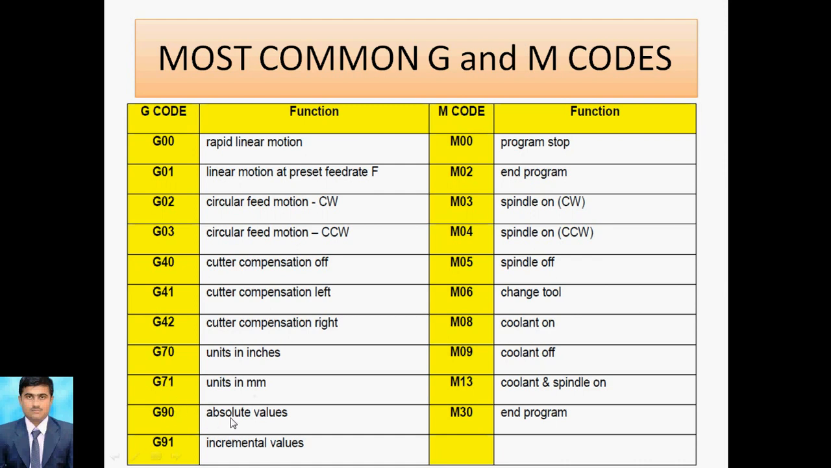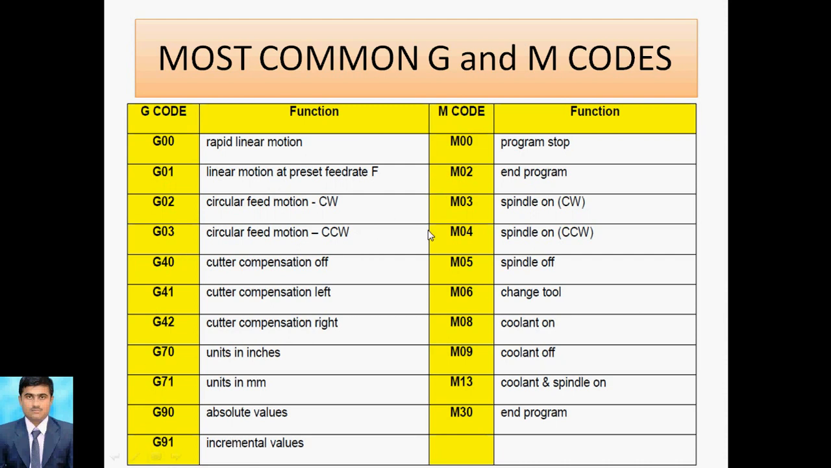Then G90 is for absolute values. Incremental values we can take as G91. So this is regarding the most commonly used G codes. Always remember these.